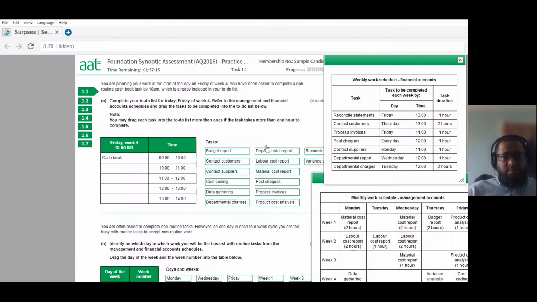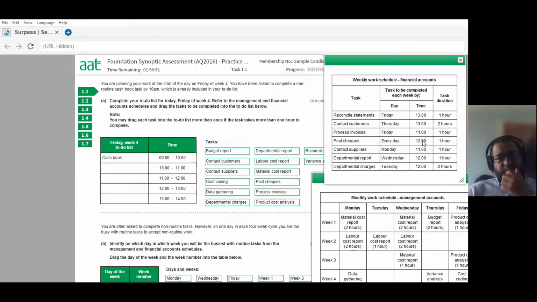So now this is Friday of week 4. On Friday, there are three additional tasks that need to be done. If you notice, every Friday they have to reconcile a statement, every Friday they have to process invoices, and every day they have to post checks. So they all have their own cutoff.